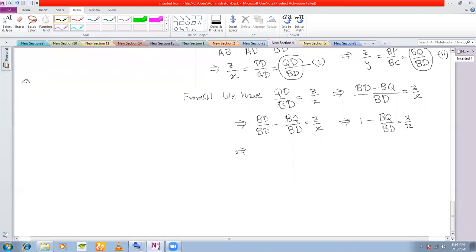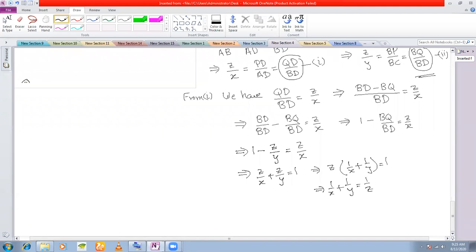And what is BQ by BD from 2? From here, BQ by BD is Z by Y. You simplify and you get Z by X plus Z by Y is equal to 1. Take Z common: 1 by X plus 1 by Y is equal to 1. That means 1 by X plus 1 by Y is equal to 1 by Z. Any problem? I hope it's clear.